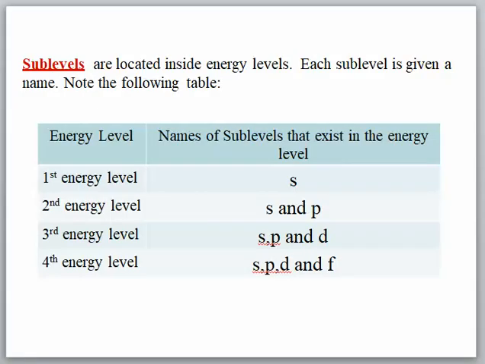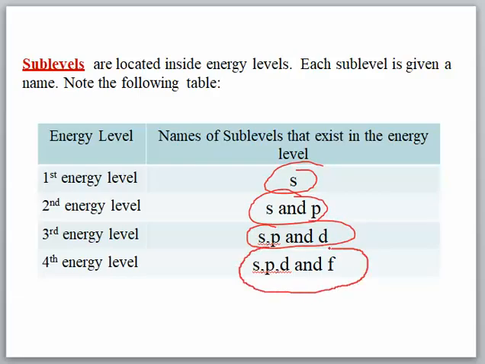So if we're looking at a quick review of that, at the first energy level, you have 1 sublevel, the S, which has 1 orbital. The second energy level has 2 sublevels, S and P. The third has S, P, D, and the fourth has S, P, D, and F. So the fourth energy level has 4 sublevels. The second has 2. Very convenient way to remember.